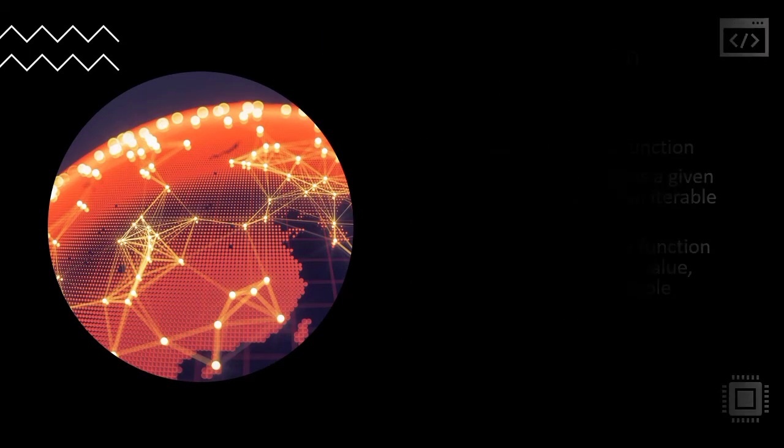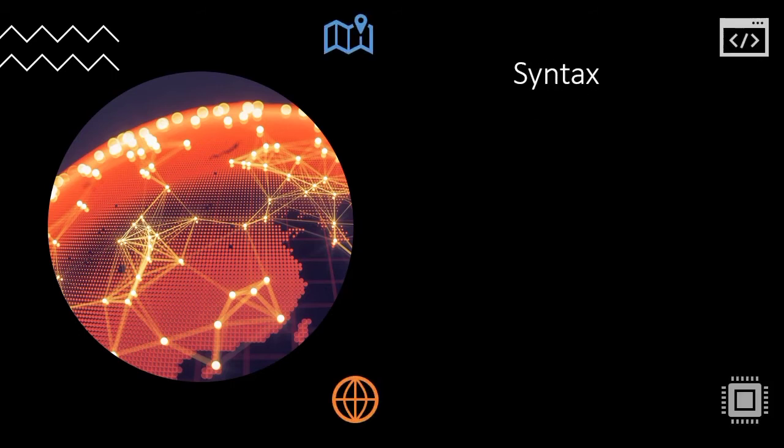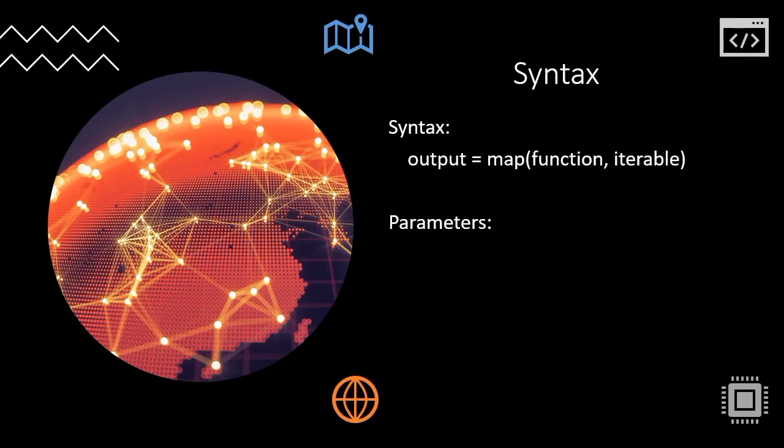Now let's understand the syntax for the map function in Python. The syntax is very easy. We just have to write the map keyword and after that we have to provide the arguments. It also returns the output, so we have to store it in some variable.